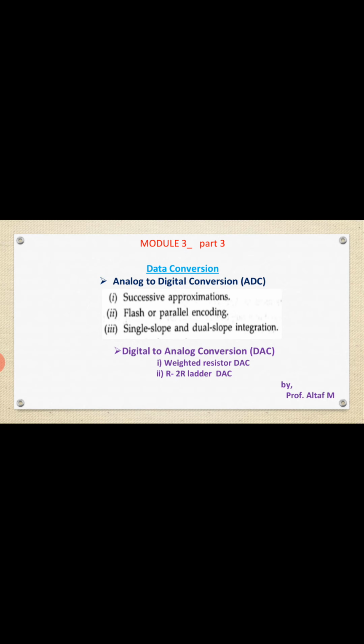Next is the digital to analog conversion. Here I am going to discuss two DACs. First one is weighted resistor DAC, and second one is R-2R ladder DAC.